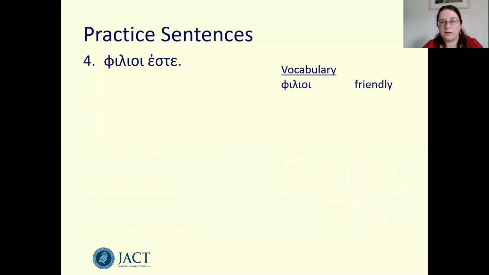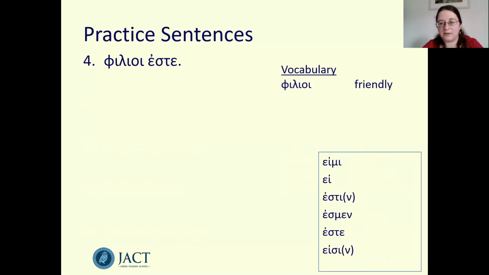Number 4, philoi este. Again, there are no nouns here, so in order to work out who is friendly, we need to work out what form of eimi este is. It's the second person plural, you form. So philoi este means you are friendly.